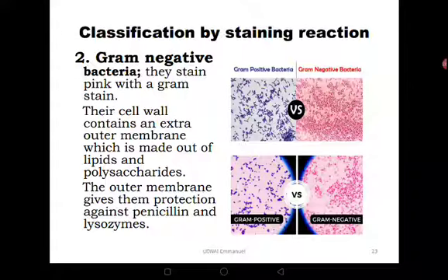So bacteria can also be classified based on their response to the staining reaction. You classify them into gram positive and gram negative. The gram positive, those ones stain purple with the gram stain, they retain the purple color, and then the gram negative do not retain the purple color, and they are seen as pink.